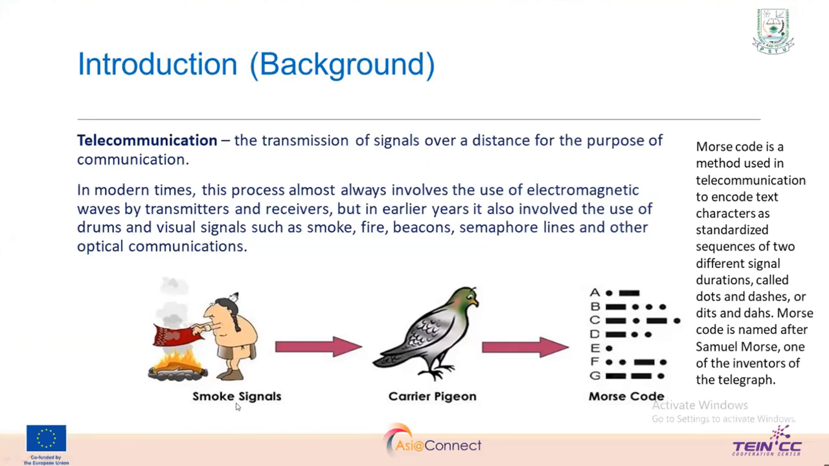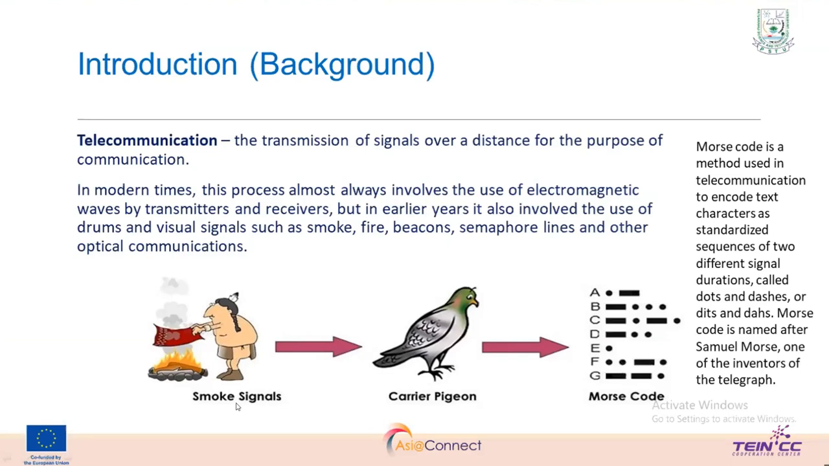As you can see, if someone wanted to send a signal in ancient times, they could make a fire. The smoke would travel to the sky, and the person or group of people who saw the smoke would unite or reach the destination of the fire, so that they could know the information about that phenomenon. After that came the carrier pigeon, and then Morse code.